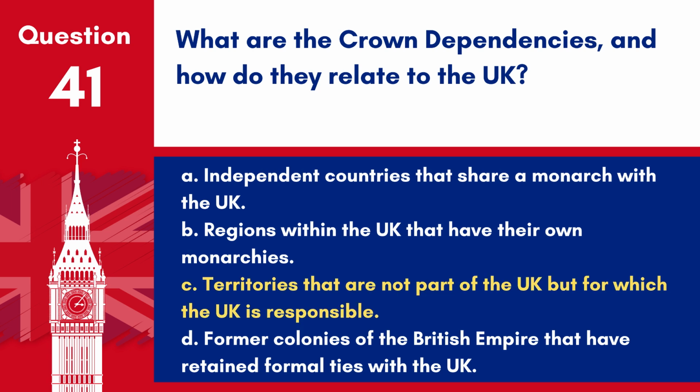Answer. C. Territories that are not part of the UK, but for which the UK is responsible. The Crown dependencies include the Isle of Man and the bailiwicks of Jersey and Guernsey, which are self-governing possessions of the Crown, with the UK responsible for their defence and international representation.